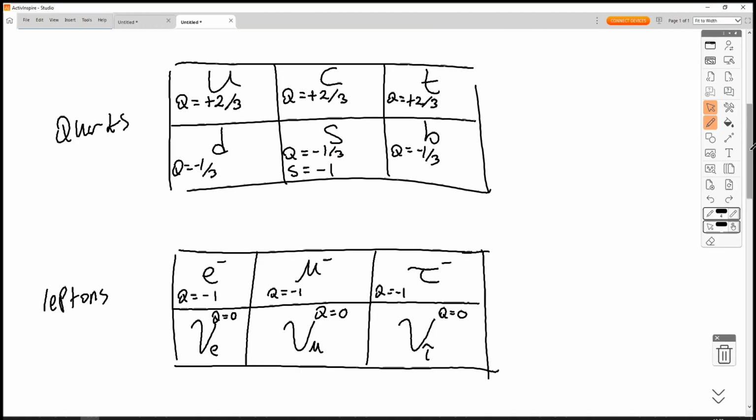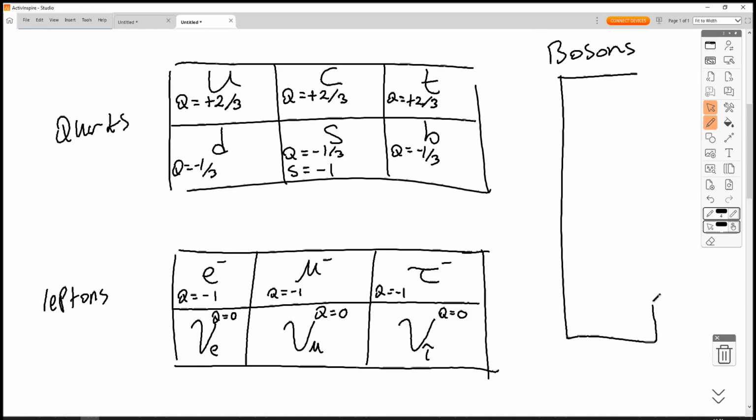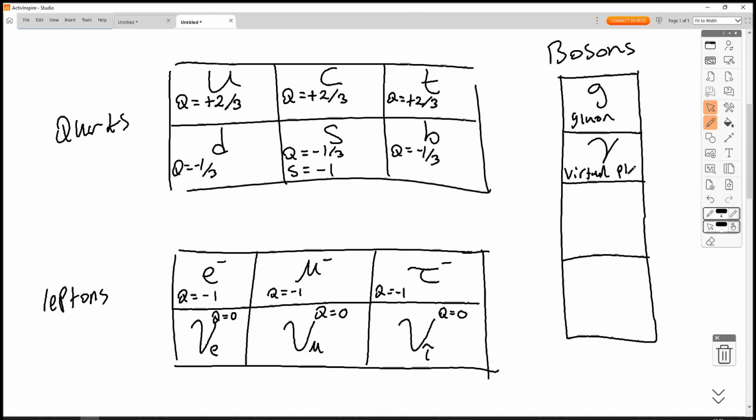And then on the side, we're going to put bosons. So here we'll put the gluon, then the virtual photon, then we'll put the Z0, and then we'll put the W plus and minus. So virtual photon has 0 charge, gluon has 0 charge, the Z0 has 0 charge, and then W plus or minus has plus or minus 1 charge, depending on which one it is.